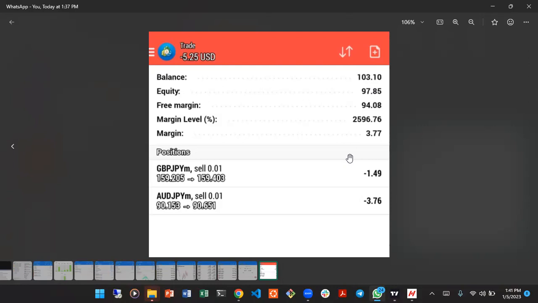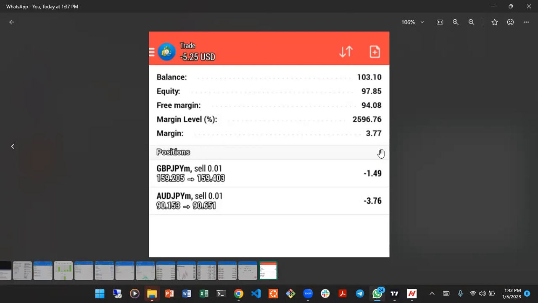But by the time you place a trade and it's beginning to run, either in positive or in negative, then it begins to read on your equity. That's why I said equity is your balance plus profit or negative. So it means your equity is your profit plus your balance, or your loss plus your balance.